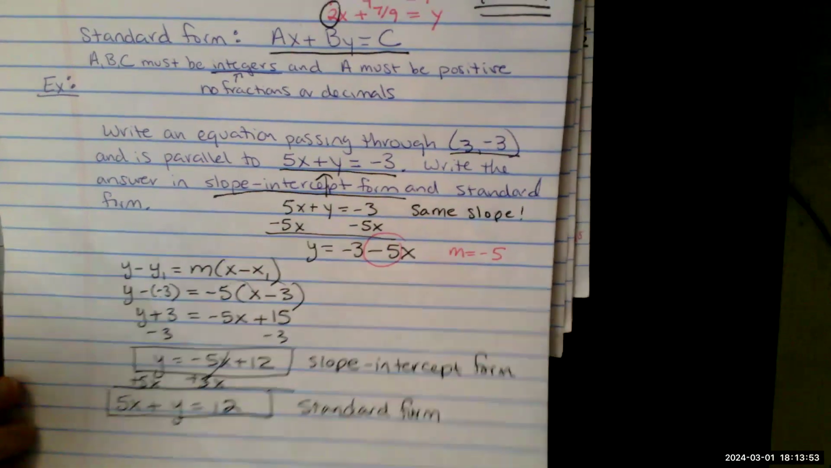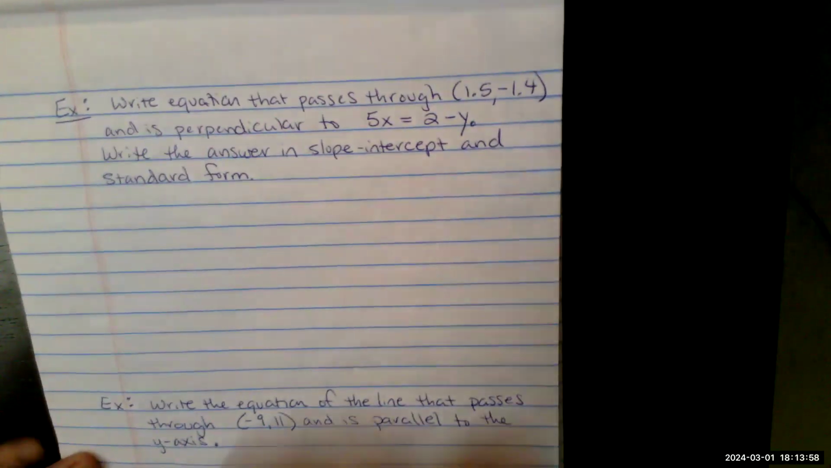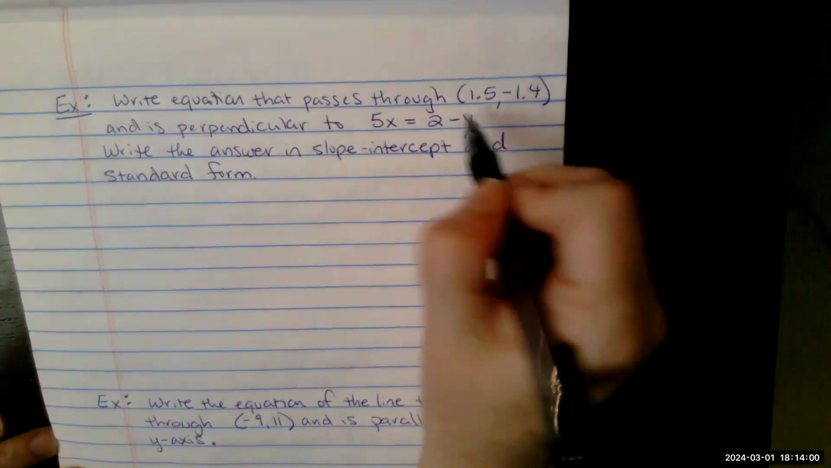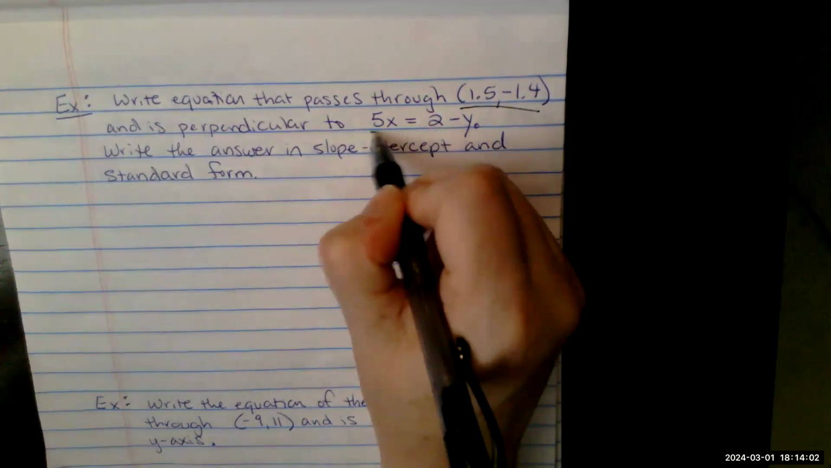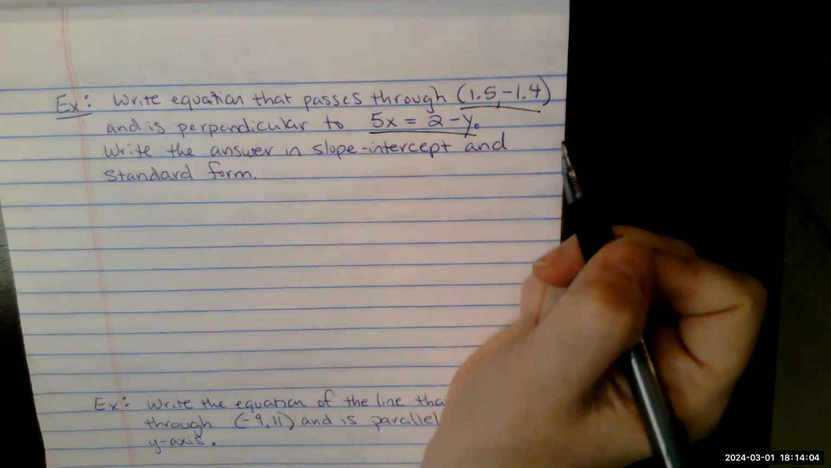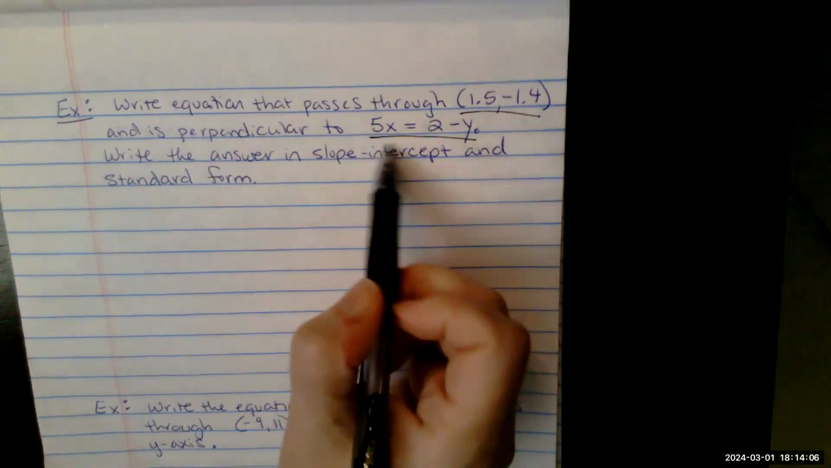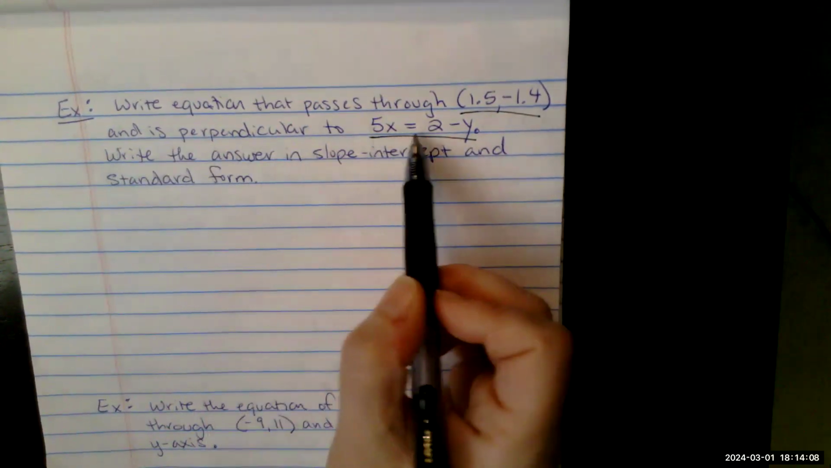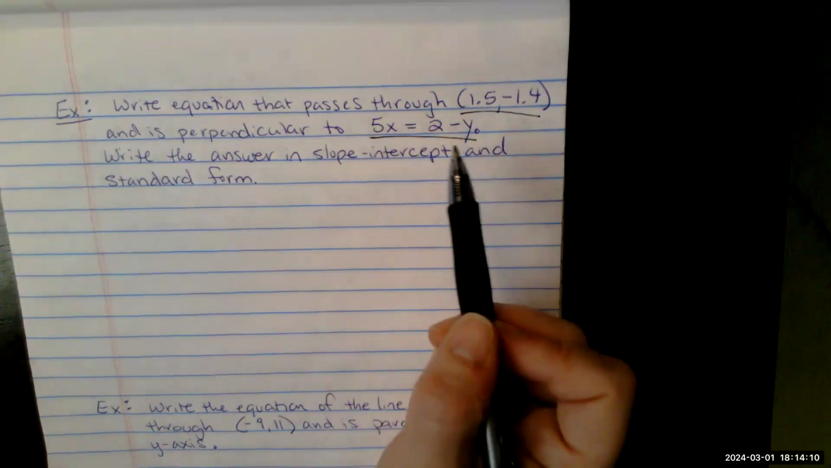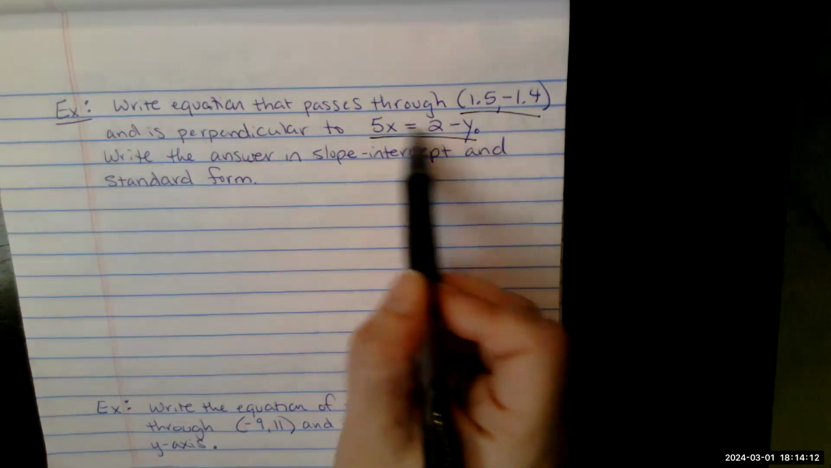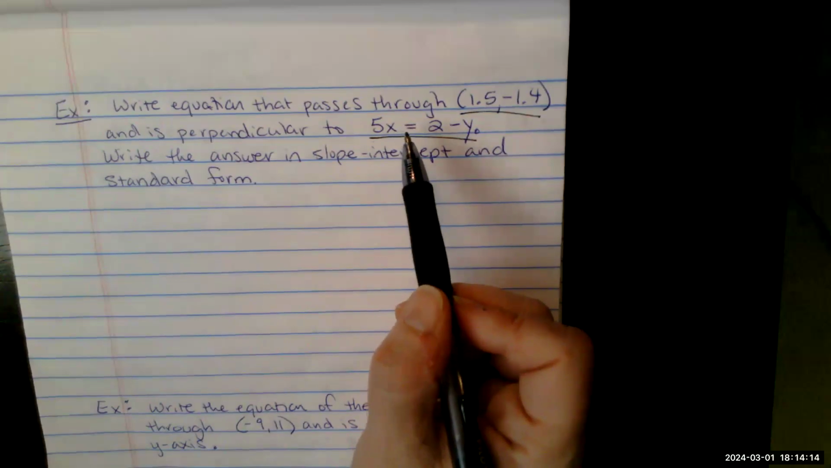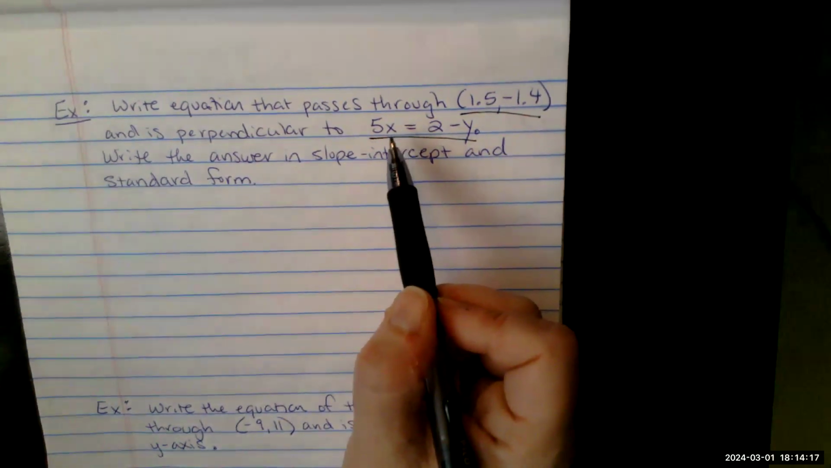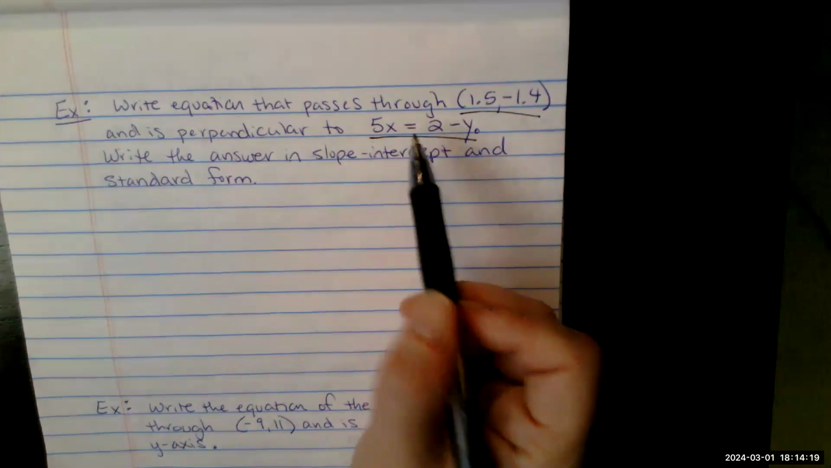So let's do another one with harder numbers. So I'm doing the exact same thing. I'm given a point and I'm given an equation and I want my new equation, but this time they're asking me to be perpendicular to this equation. So I just need to keep that in mind because when I get this in the right form, I'm not using the exact slope that I see. I'm going to need to make it the opposite reciprocal.